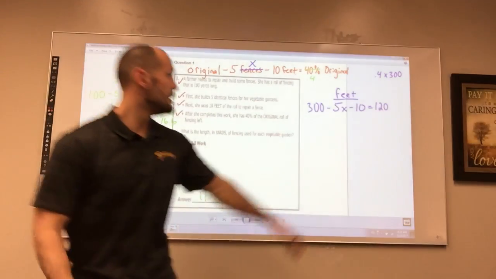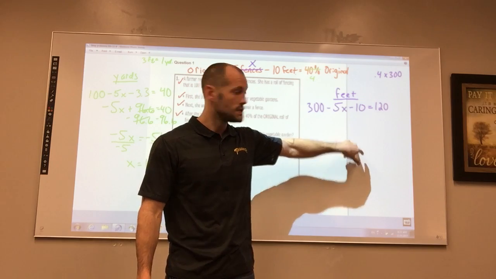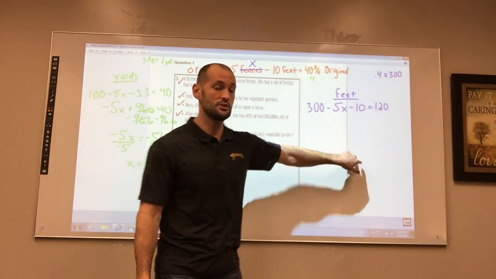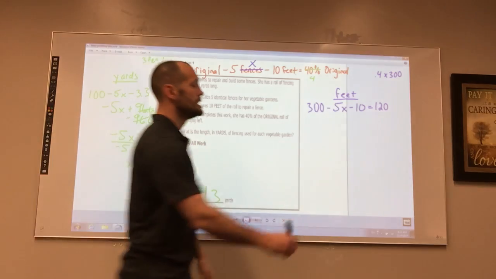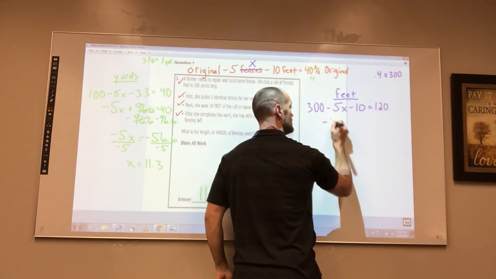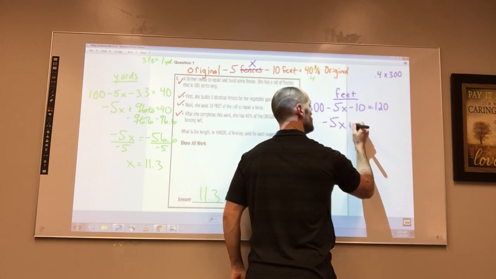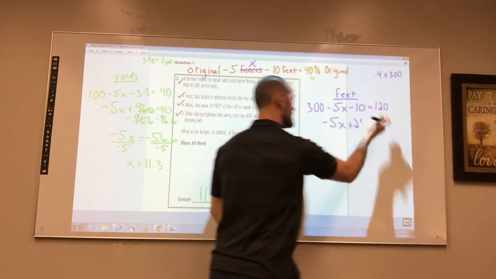Now keep in mind, when you finish this equation, you're not done because your answer is in feet. So when we finish this, what are we going to have to do to get an answer in yards? Divide by 3. Okay, so let's solve this the same way we did the other one. Combine like terms. We get a negative 5x plus 290 equals 120. Catch up.